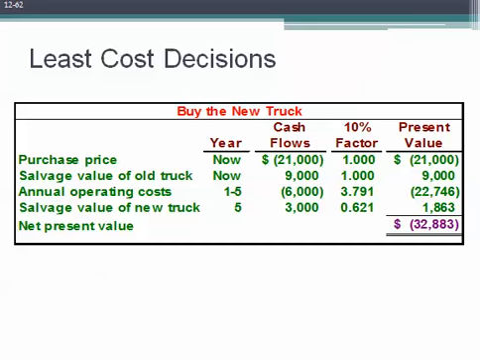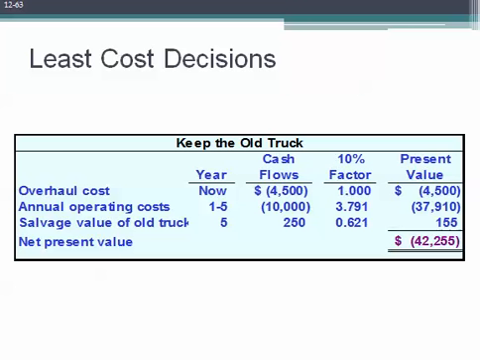Let's go ahead and look at the present value of the cash flows associated with keeping the old truck. If we keep the old truck, we're going to spend $4,500 today overhauling the truck. And then the annual operating costs were going to be $10,000 a year for 5 years, which the present value of that is negative $37,910. And then we think we'll be able to salvage the old truck for a measly $250 in 5 years from now. Notice that only has a present value today of $155. When we sum together the present value of all these cash flows, we get negative $42,255.